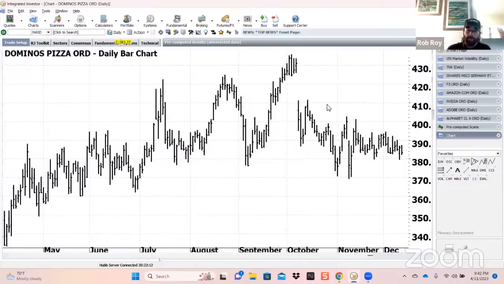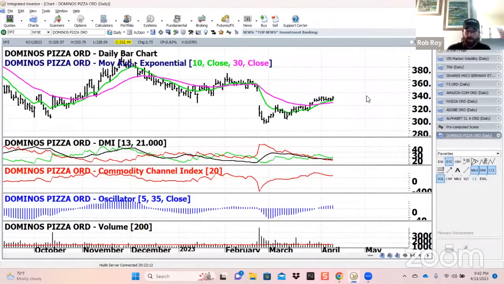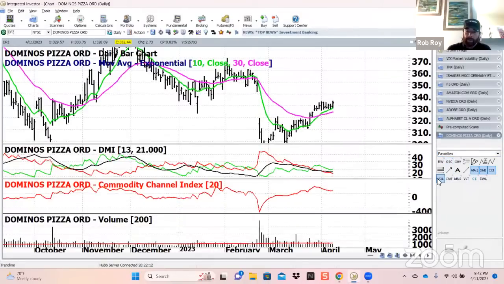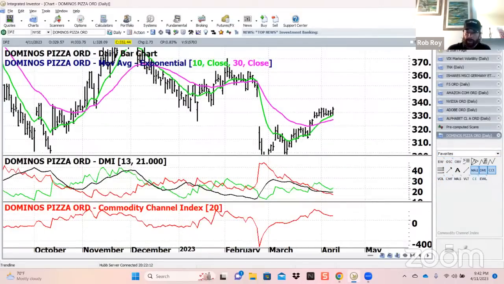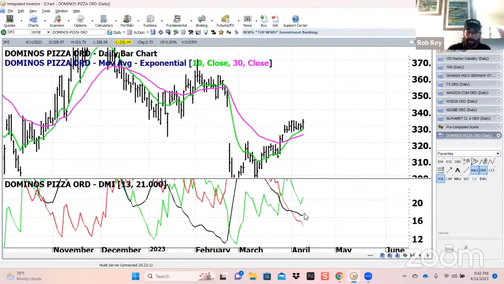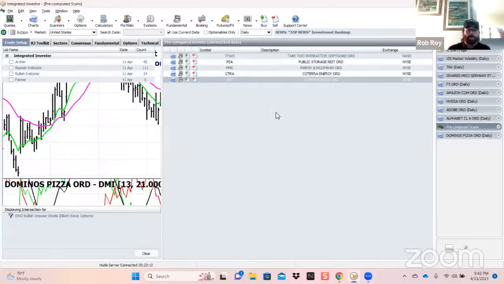So let's look at Domino's real quick. And we had this gap down. We're moving back to the upside. I don't know that DMI looks like exactly where we want it to be yet. And it's trying, but the ADX is not above 20. So that is no good. So we'll pass on that one.